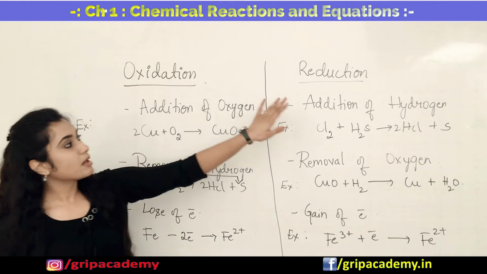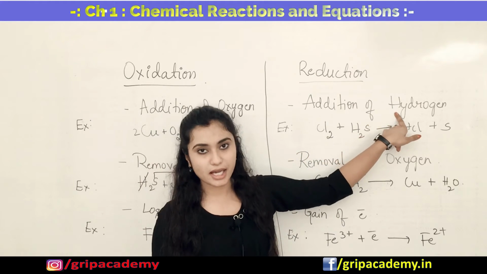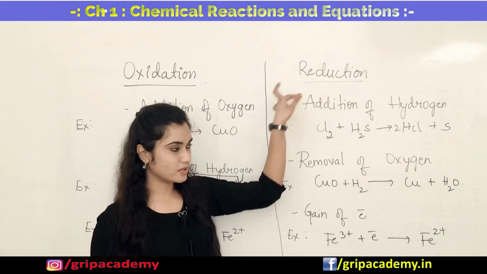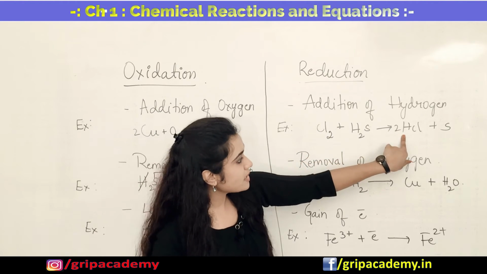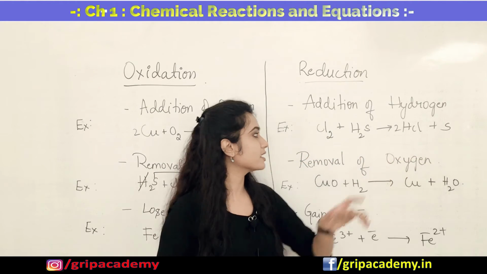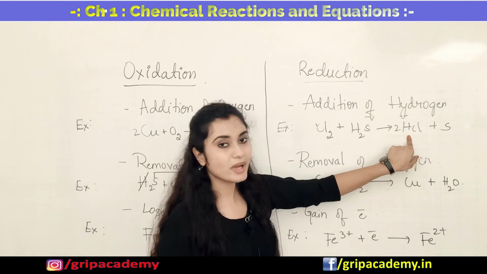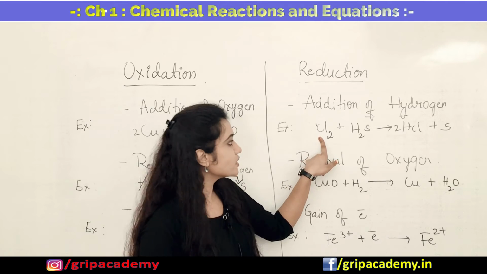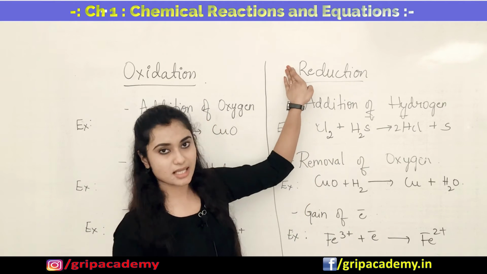Okay, and now coming to reduction, if you see this example, the addition of hydrogen is called a reduction, right? So chlorine when combined with H2S is giving you HCl plus sulfur, correct? You can see the chlorine has been reduced to HCl, which means hydrogen has been added to this chlorine, hence this also you can call a reduction.